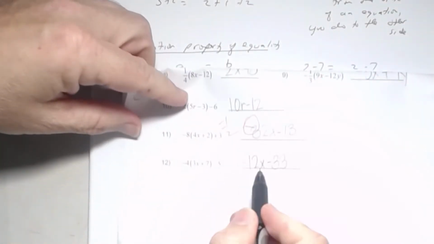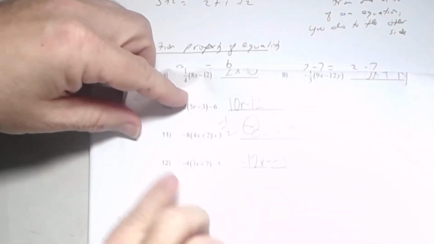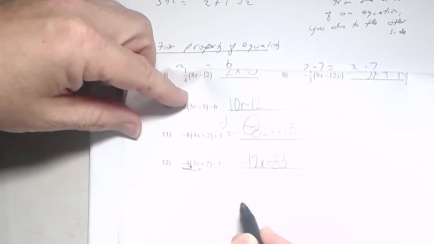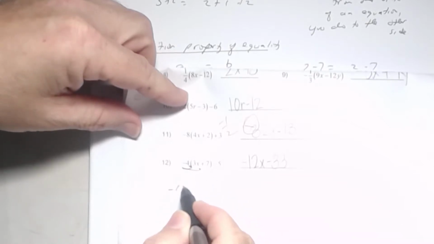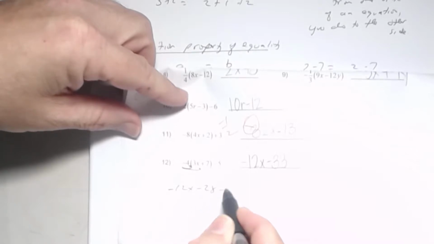See this right here? Now, again, I didn't ask you to show the work, but if you were to show the work, what would you have to do here? Distribute. So you say negative 12x, and then what's negative 4 times 7? Negative 28 and minus 5, right?